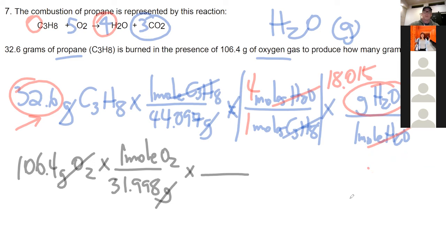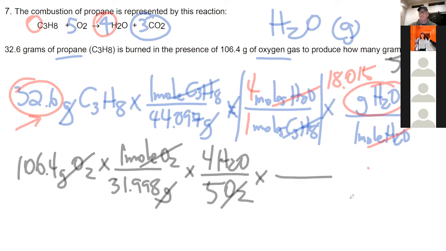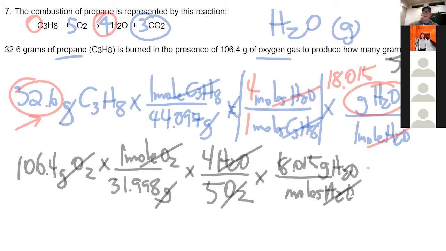Moles of water over moles of oxygen. Right. And based off of the balanced equation, it would be 4 moles of water over 5 moles of oxygen gas. So that gets rid of my moles of oxygen. And then I just finish it up using exactly the same 18.015 grams of water over moles. It gets rid of my water, and I'm left with grams of water. So everything else cancels out, and I'm left with grams of water.